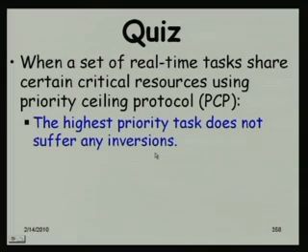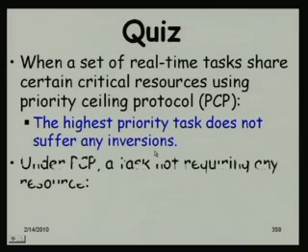Okay, it suffers direct inversion, but any other types of inversion? It can also suffer from avoidance inversion. It may not suffer from inheritance inversions.